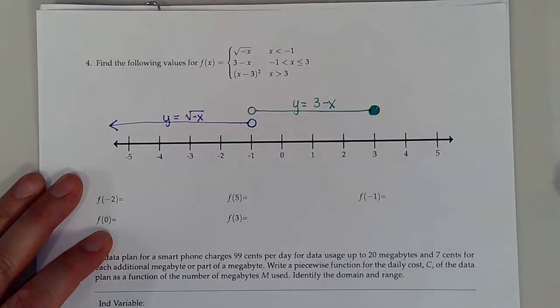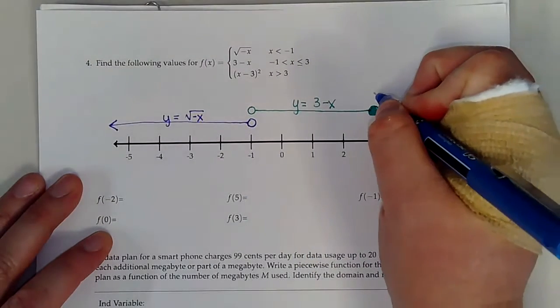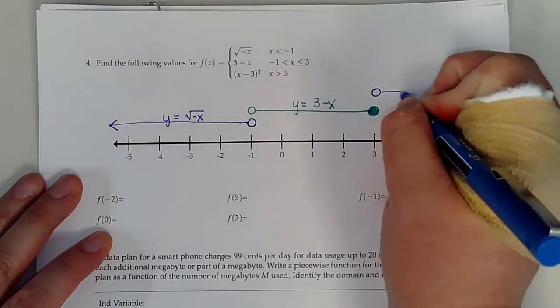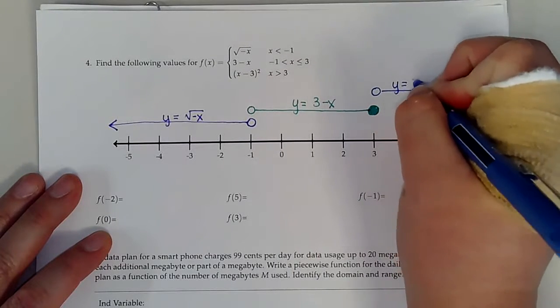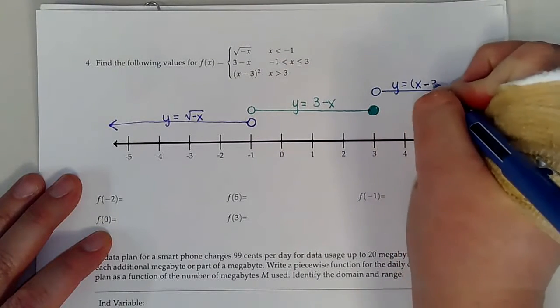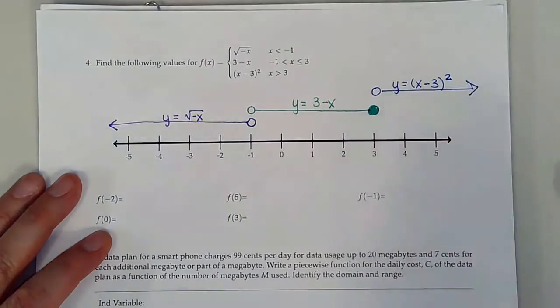All right, and then one more. So this is x is greater than 3. So we have a hollow dot and then an arrow. And this function is y is equal to x minus 3 quantity squared.